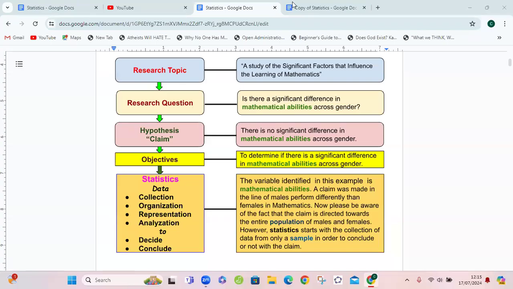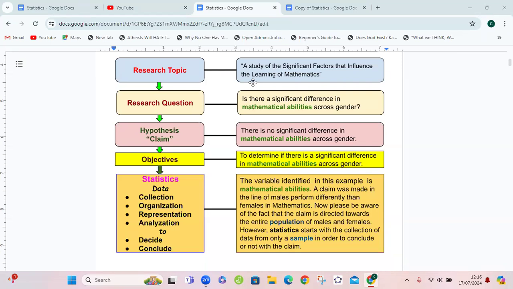So here is a chart that will make this process a little bit more explicit. Remember, we said we start with a research topic. So for example, a study of the significant factors that influence the learning of mathematics.